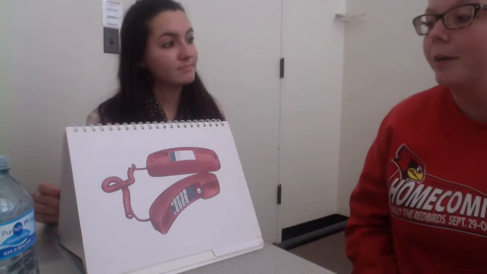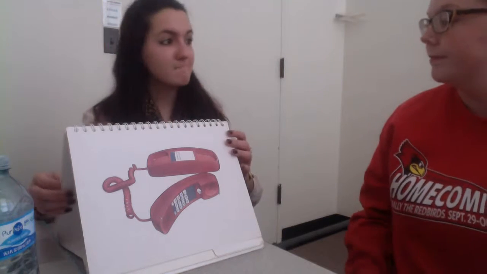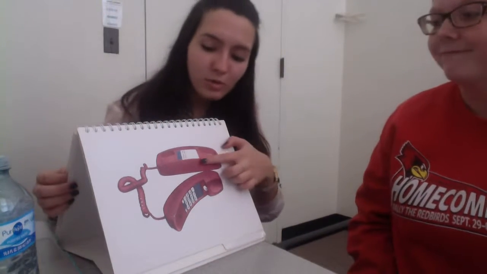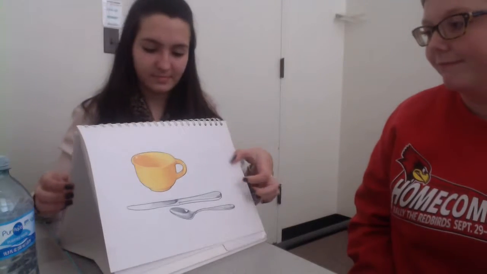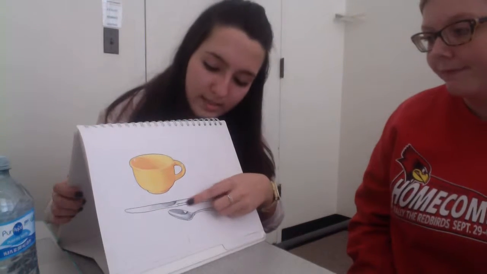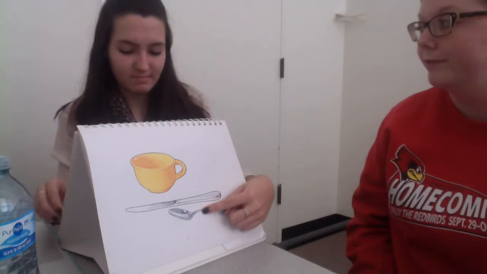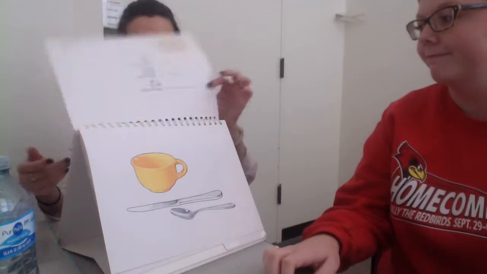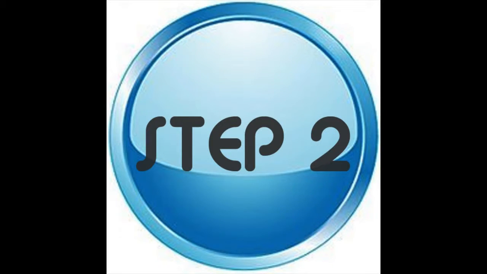So we're going to administer a couple of the Goldman-Fristoe words. What do you call this? Telephone. What is this? Cup. What is this? Knife. What is this? Spoon. Completed a little bit of the Goldman-Fristoe.